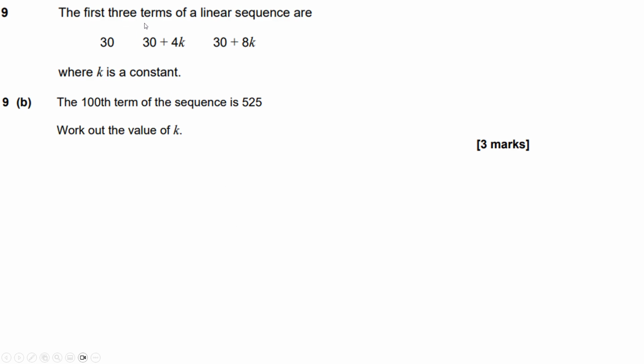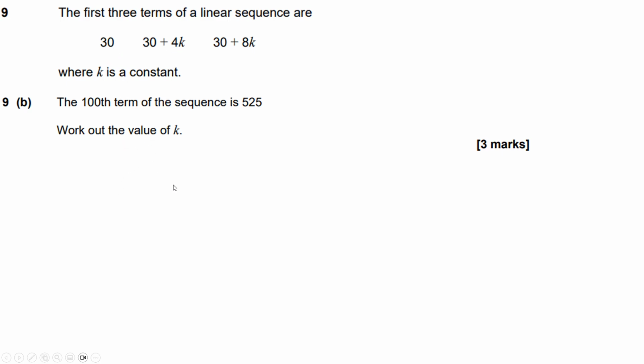Now it's saying the same thing. The 100th term of the sequence is 525. Work out the value of k. Now, one way that you can do this is by working out what the nth term is. And the nth term of this sequence is a little bit tricky to work out. But think about it in this way. Every single term in the sequence has some multiple of 4k in it, except for the first one.